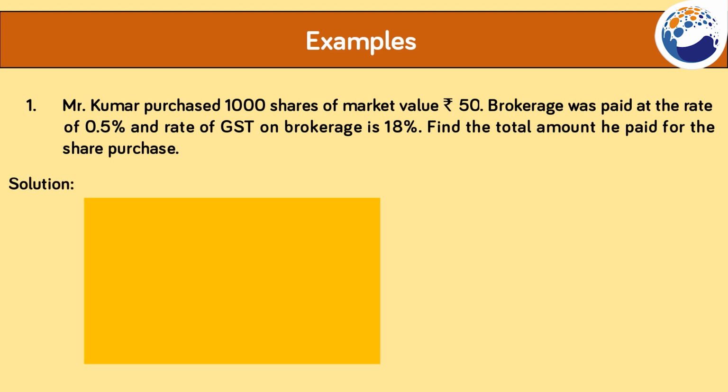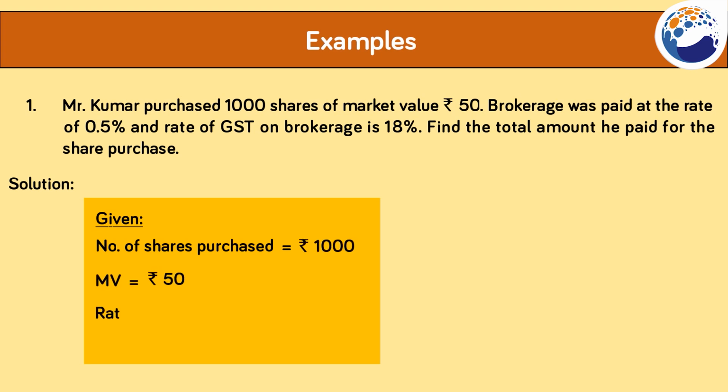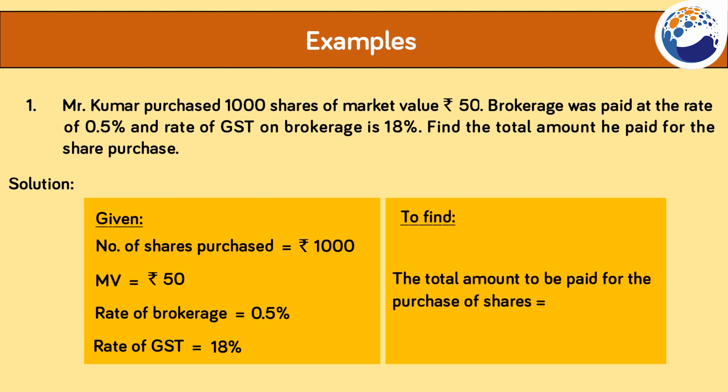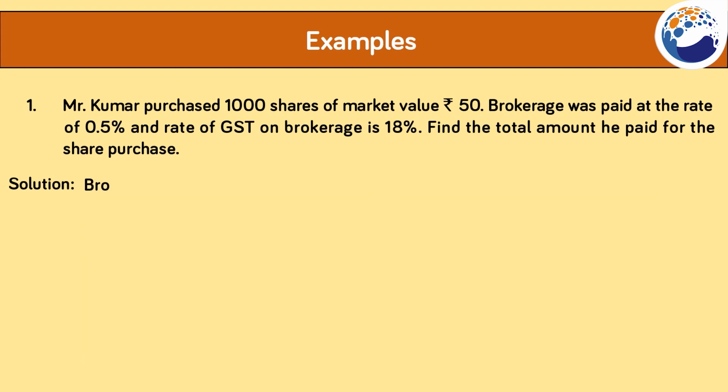Given: number of shares purchased is equal to 1000, MV is equal to rupees 50, rate of brokerage is equal to 0.5%, rate of GST is equal to 18%. To find the total amount to be paid for purchase of shares. Brokerage per share is equal to 0.5% of MV, that is 0.5 upon 100 into 50 is equal to 0.25.